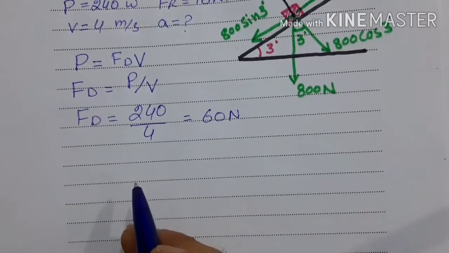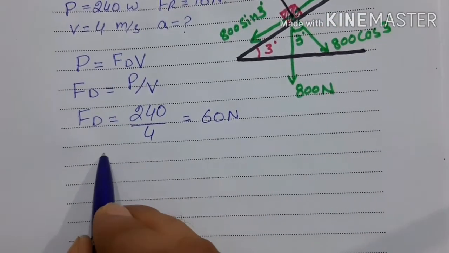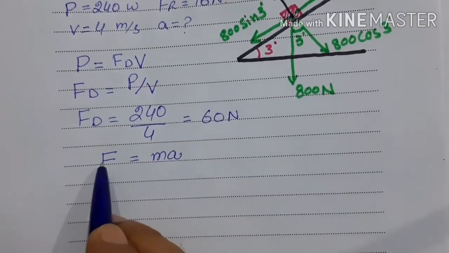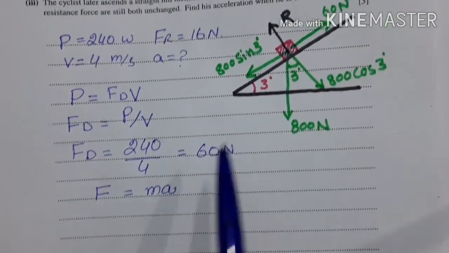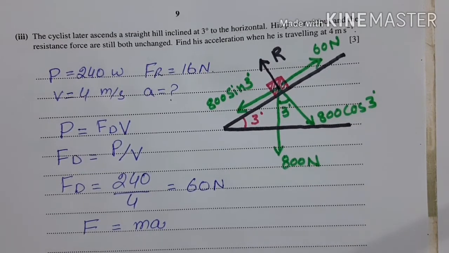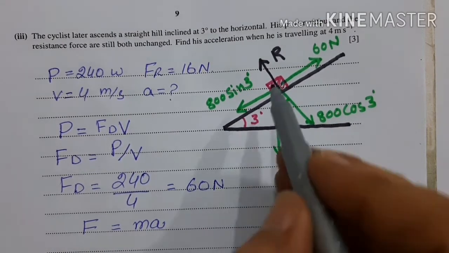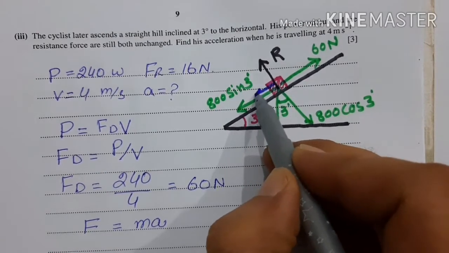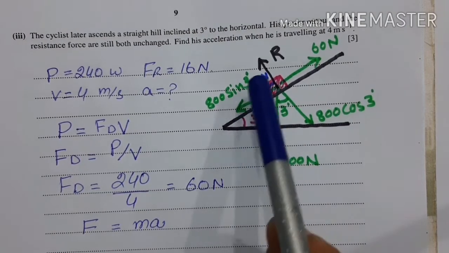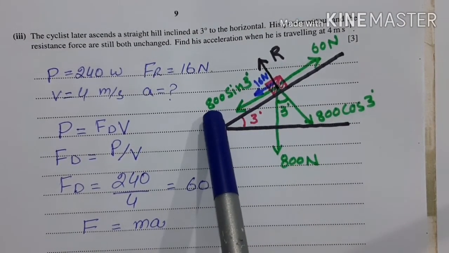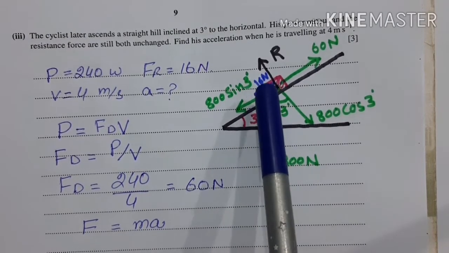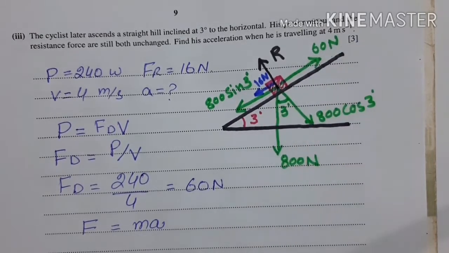Now again from Newton's second law, F is equal to ma. This F is the resultant force. So what is the resultant force? Please keep in mind one more thing, that the force of resistance, which is 16 Newton, is also acting downwards. So the two forces are acting downwards: one is the vertical component of weight and the other is the 16 Newton resistance force from part 1. This is also acting down, and the driving force is upward.